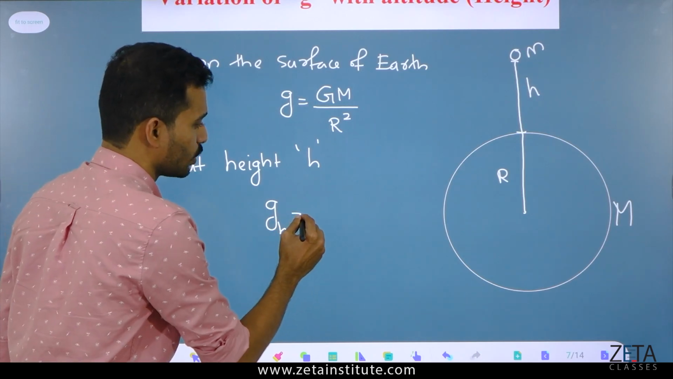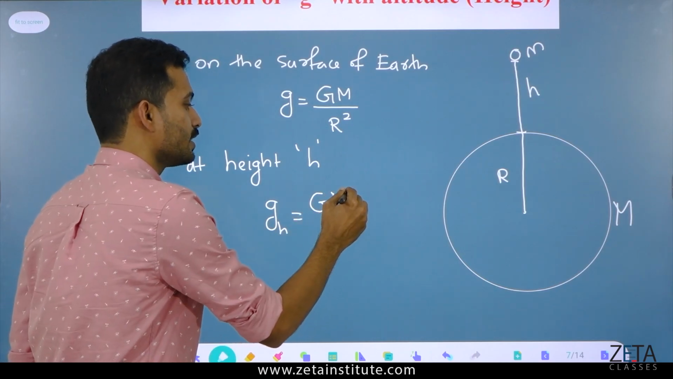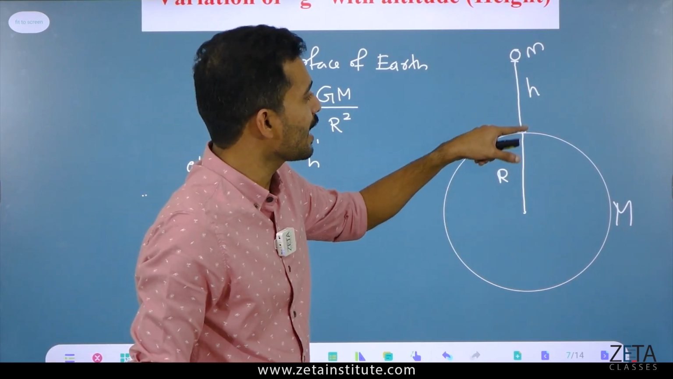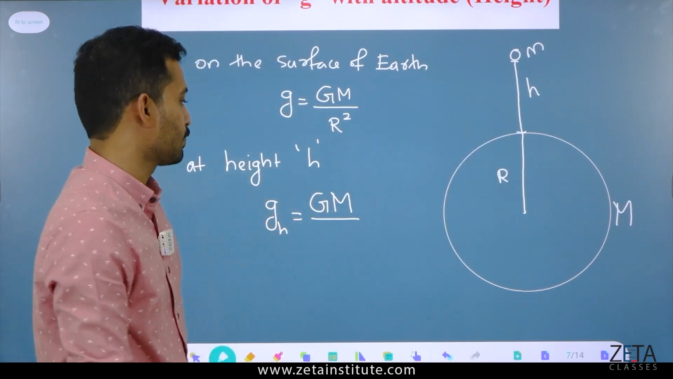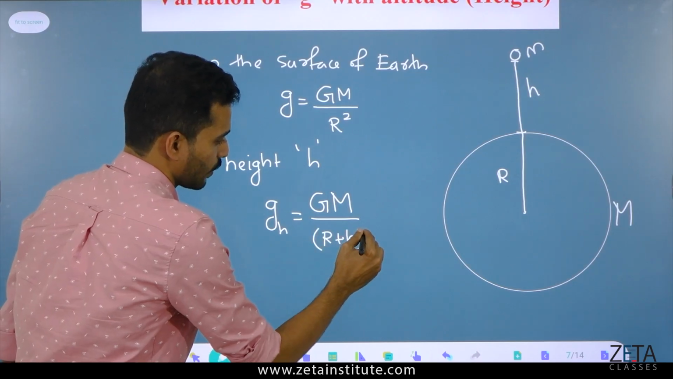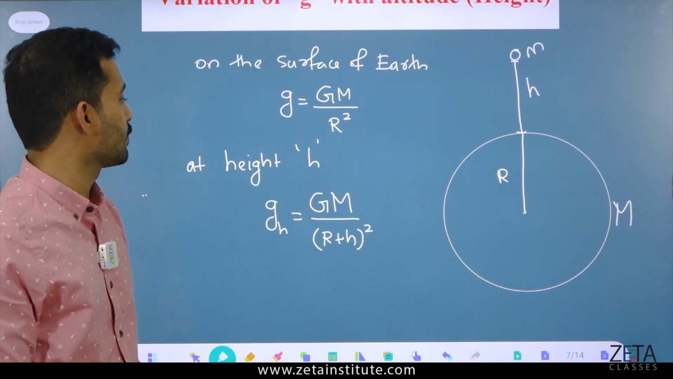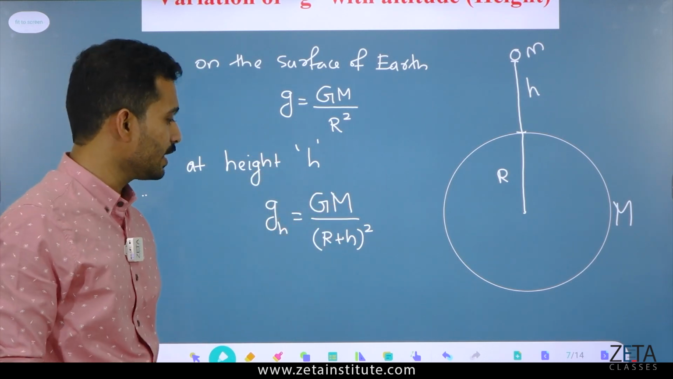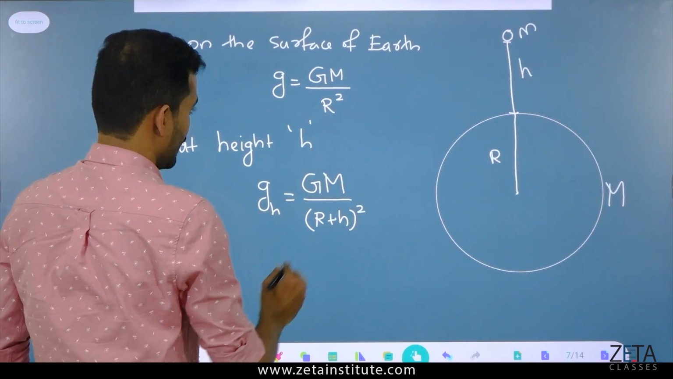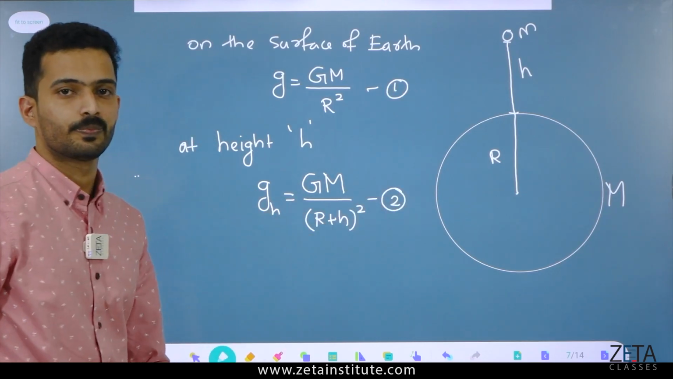That gh is equal to, there is no change in the value of gravitational constant and no change in the mass of earth, divided by the distance, which is r plus h. It is not r, it is r plus h. So we can take it as r plus h all square. So gh is equal to GM divided by r plus h all square. This can be taken as equation number 1 and this can be taken as equation number 2.